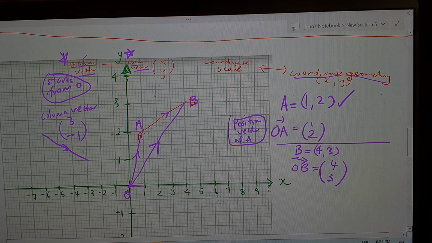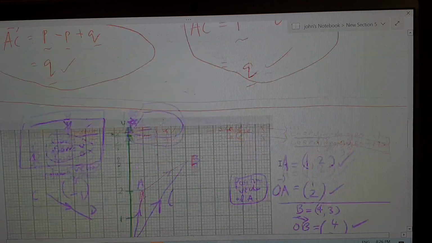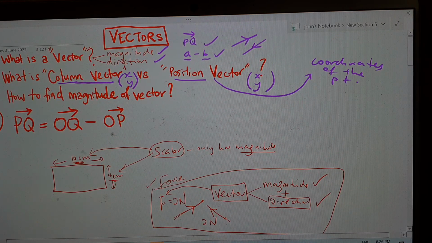But position vector is different. Let's say this is C, this is point D. Never mind, that one will be confusing if I draw here. Position vector, this OB would be what we call a position vector because it starts from O. So a position vector starts from O. Column vector is any of this column vector, need not start from O. So these are the two things that I want you to know. I've done this already.